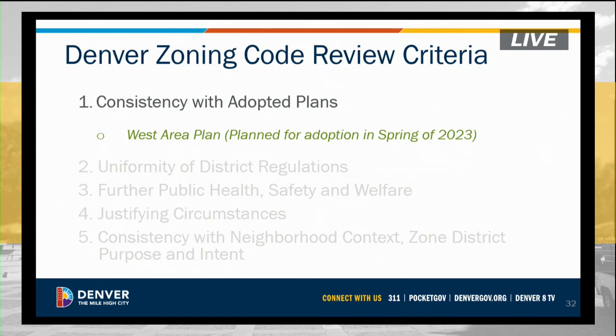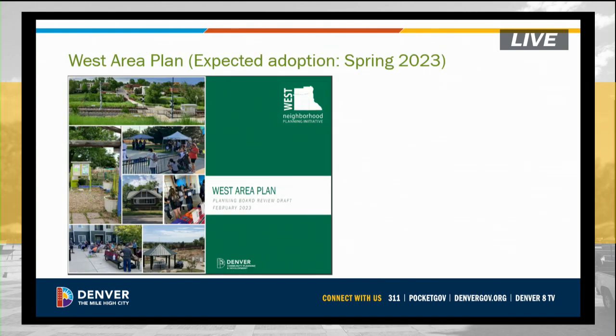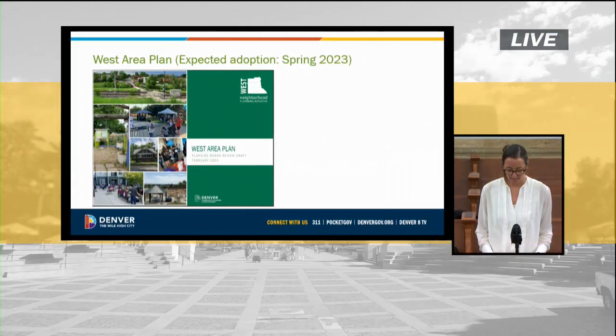As mentioned before, the draft West Area Plan is not yet adopted, but we thought it would be important to take a look and make sure that we comply with that plan. The draft area plan is currently planned for adoption in spring of 2023 as part of the Community Planning and Development Neighborhood Planning Initiative, and it will supersede the Villa Park Neighborhood Plan and the West Colfax Plan. It will also update the guidance in Comprehensive Plan 2040 and Blueprint Denver.